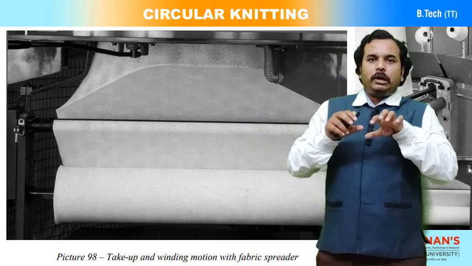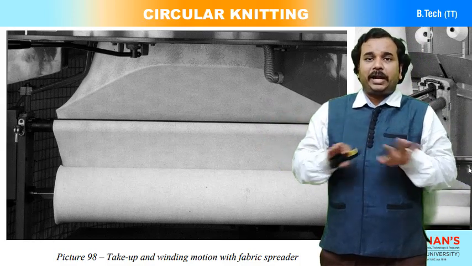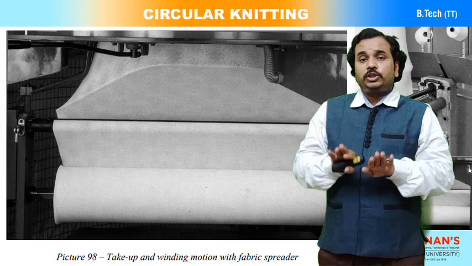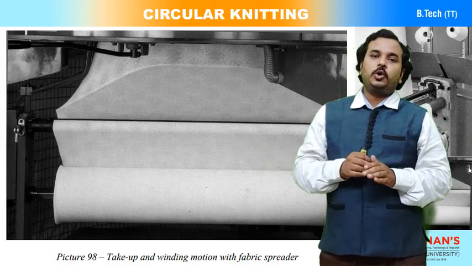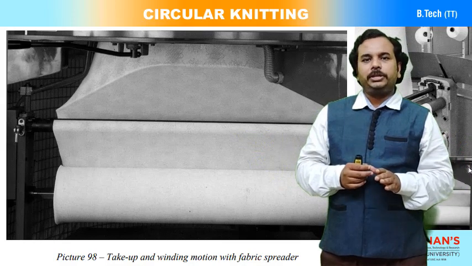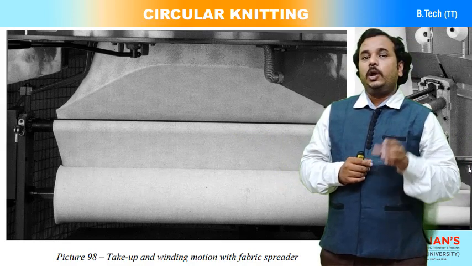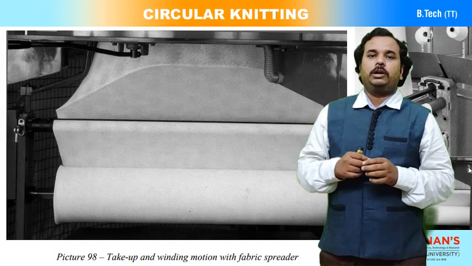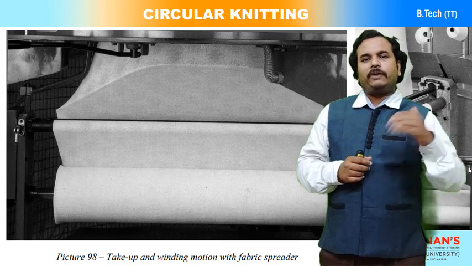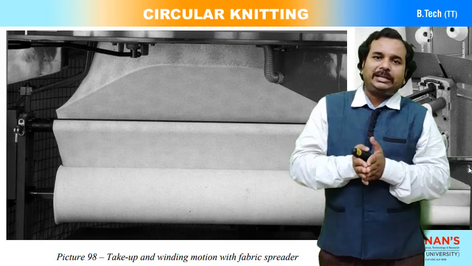Okay, so that is why inside the tubular fabric we have a fabric spreader, which is going to spread the fabric uniformly so that there is no crease formation or folds while the fabric is taken down through the takedown rollers. Okay, so after the particular tension we are going to flatten the fabric.